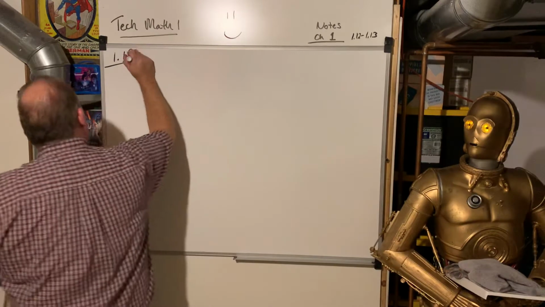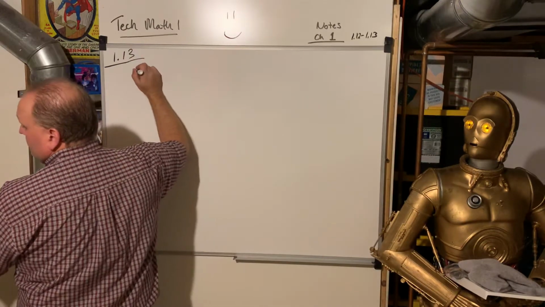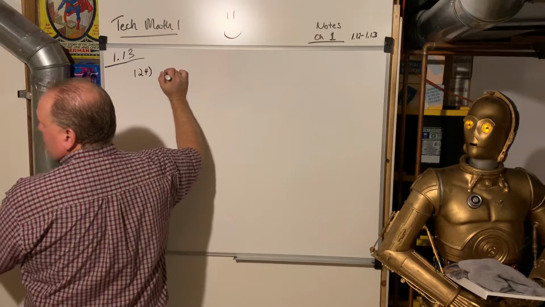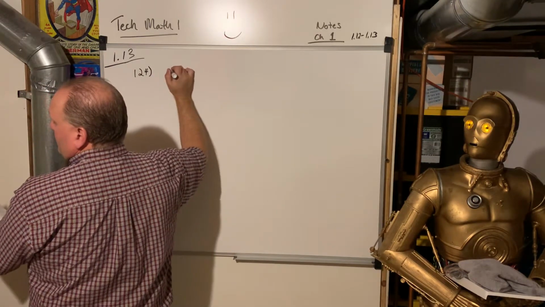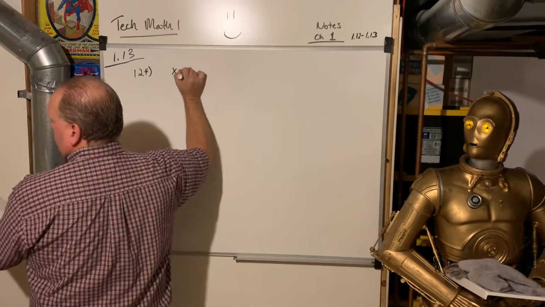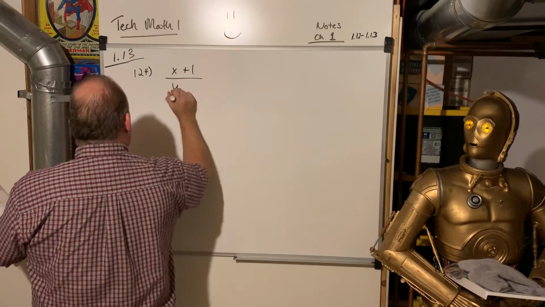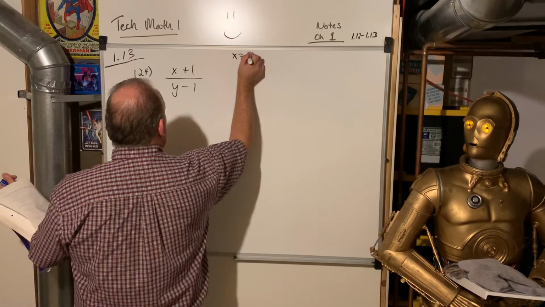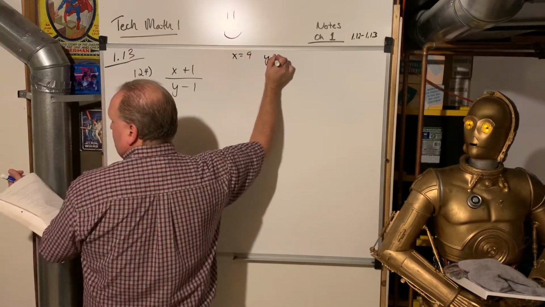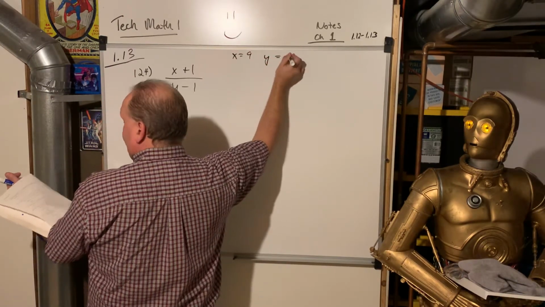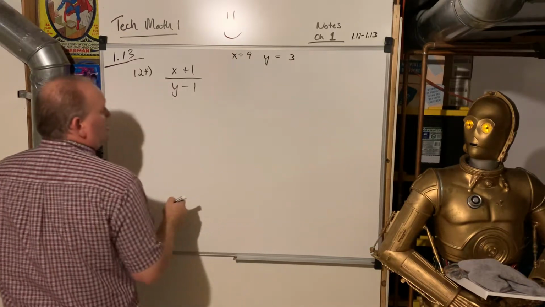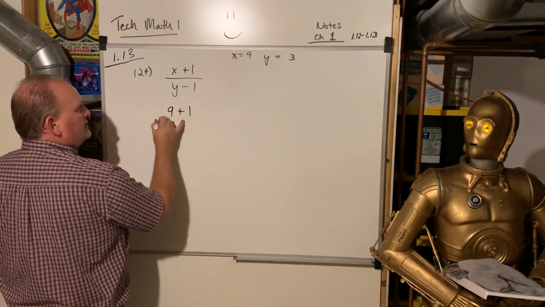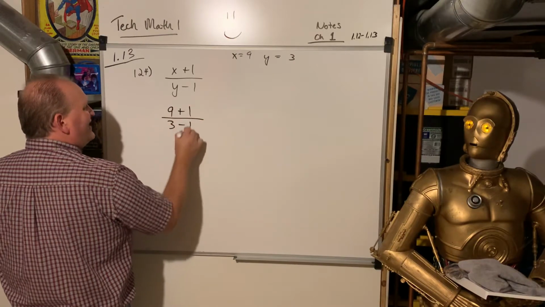is what we're up to. And so let's look at 124 on page 46. This is x plus 1 over y minus 1, but then they tell you they want you to put x equals 9 and y equals 3. Okay, so just plug and chug, just plug in the numbers, chug out an answer. 9 plus 1 and 3 minus 1.